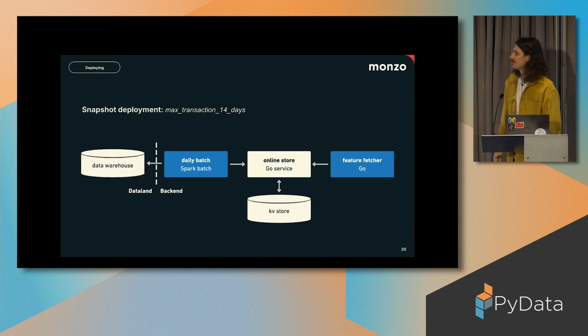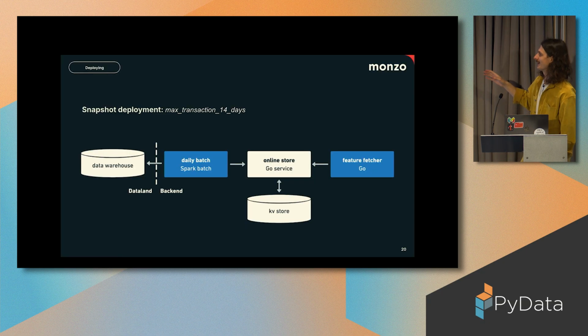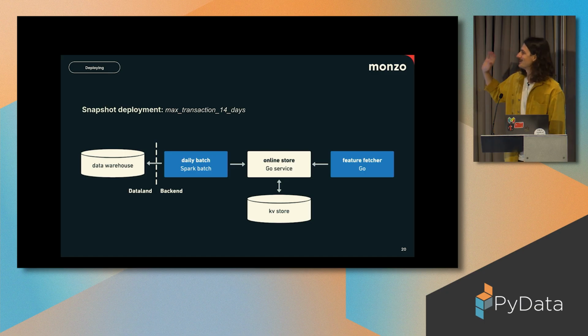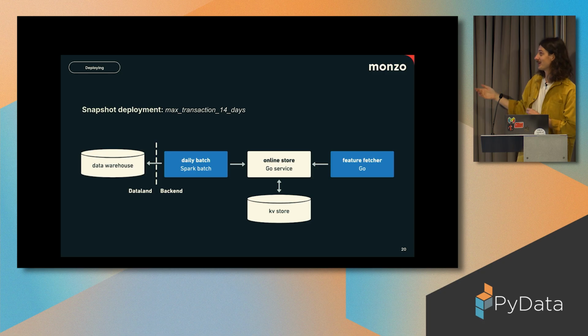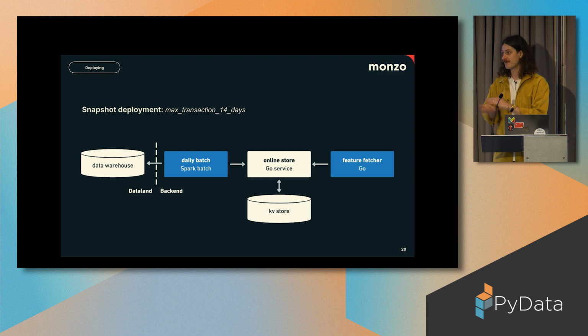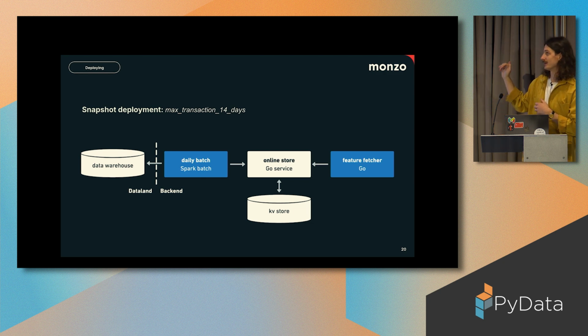Okay, so for snapshot deployments, these are much simpler. Probably should have started with a simpler one first, but you can imagine here, the snapshot feature is a feature that we calculate at midnight every night. So here, all we do is we have a batch Spark job that will read the values from our data warehouse, calculate those aggregations, and then ultimately fire those values to the online store.